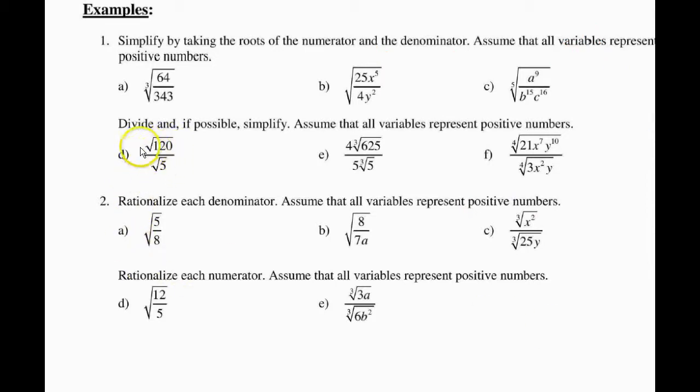Now here, keeping in mind, as long as the index number is the same, we can go 120 divided by 5, and now 5 goes into 120, let's see, 24 times. So we get the square root of 24 here. But now 24 is the square root of 4 times the square root of 6. And the square root of 4 is 2. The square root of 6 is the answer for this one.